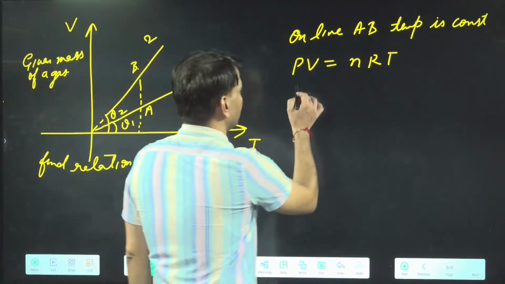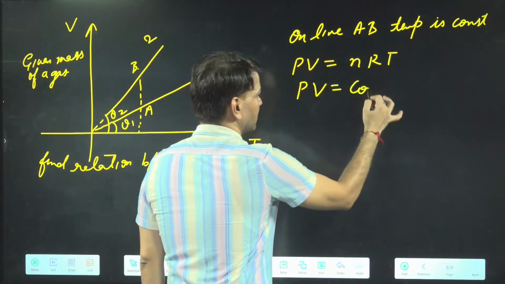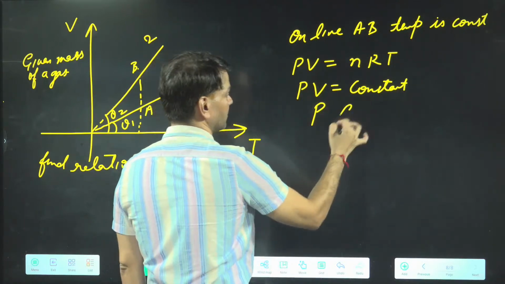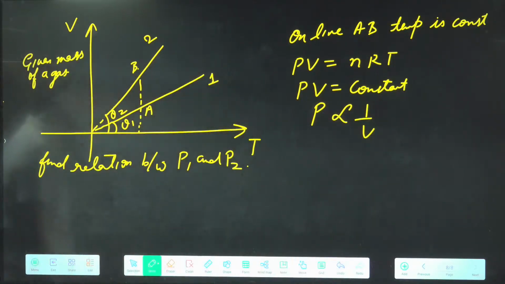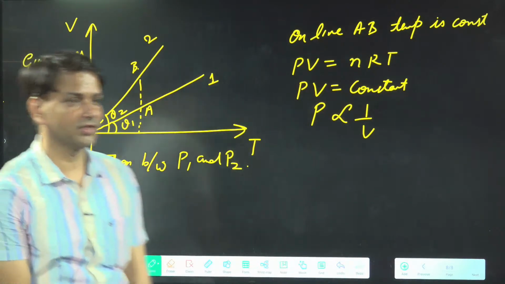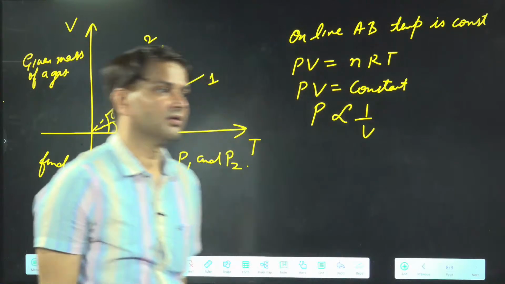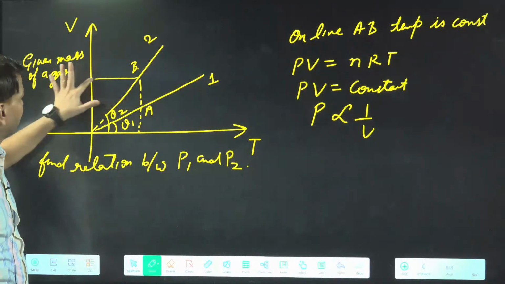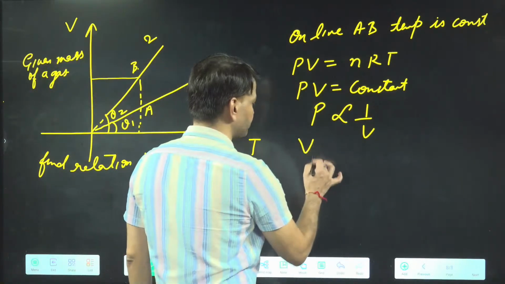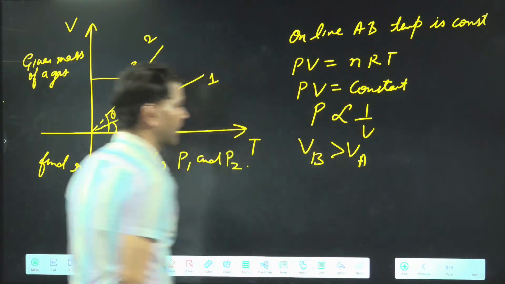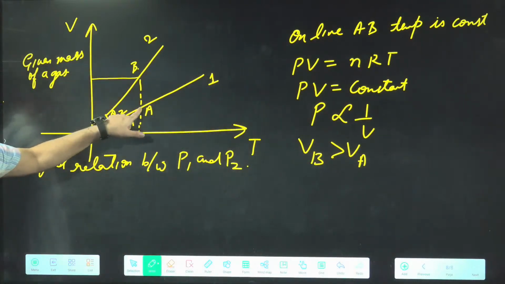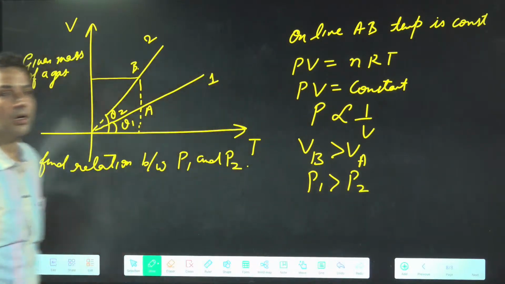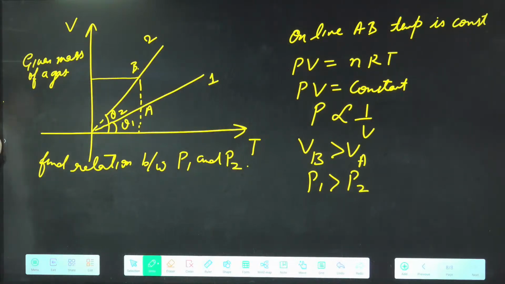Then I can say what? PV is equal to constant, or P is inversely proportional to V. Now where I am getting the more volume, at B I am getting the more volume. So VB is greater than VA. So pressure at A you will get more than pressure at B. A means P1. So pressure at 1 will be greater than pressure at 2. Did everybody get this or not?